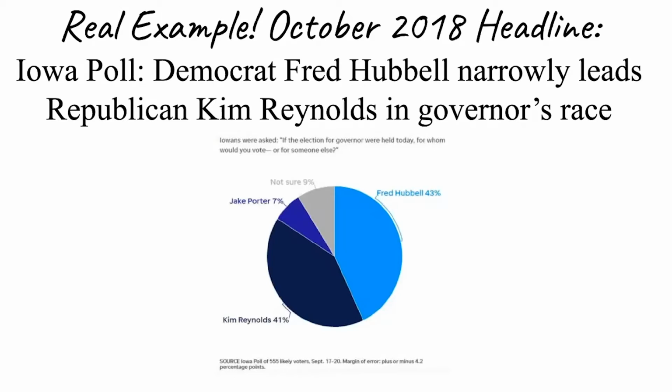Grandpa. This was actually from the Des Moines Register. There was a governor election and in October 2018, a month before the election, the headline said, Democrat Fred Hubbell narrowly leads Republican Kim Reynolds in the governor's race. And what you're seeing there is the actual clip from the article. Okay, so the first thing you do is you find the margin of error. Do you see it? You see the margin of error there?